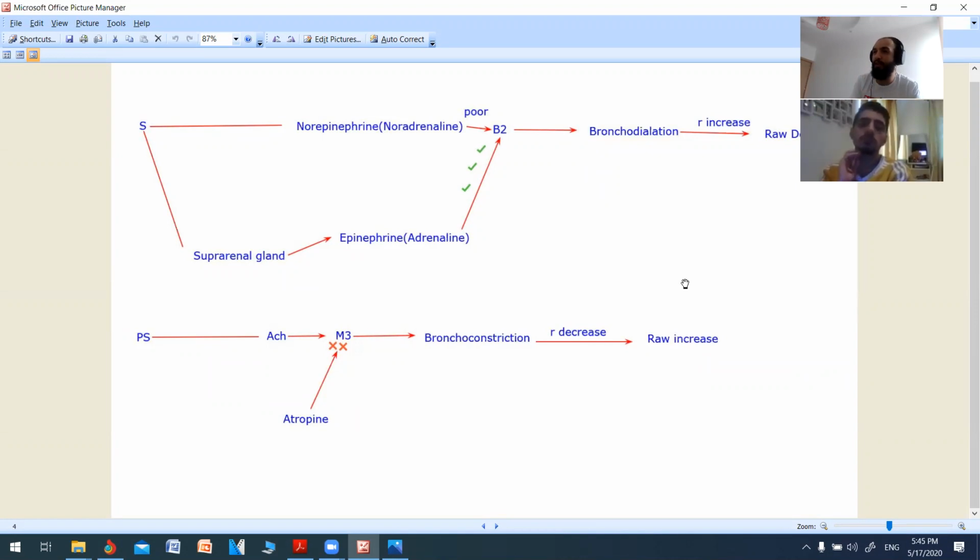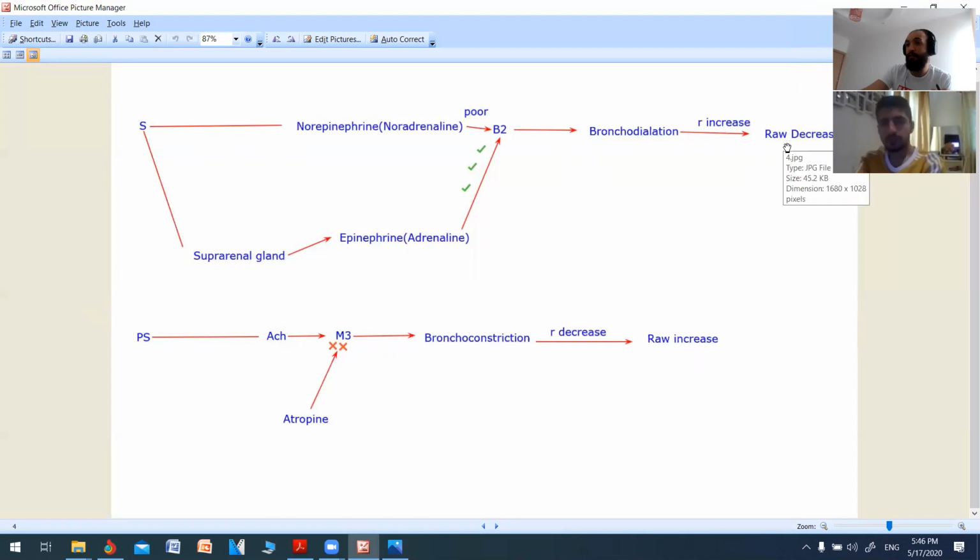What if I ask you, what does a beta agonist do to the bronchioles? What does it do to the resistance? Beta agonist, I said. Beta agonist means it activates beta. Where do you have beta? Here. Sympathetic, yeah. So what will it do to the resistance? Decreases it. What if you give someone a beta blocker? What will it do? Bronchoconstriction. You understand?